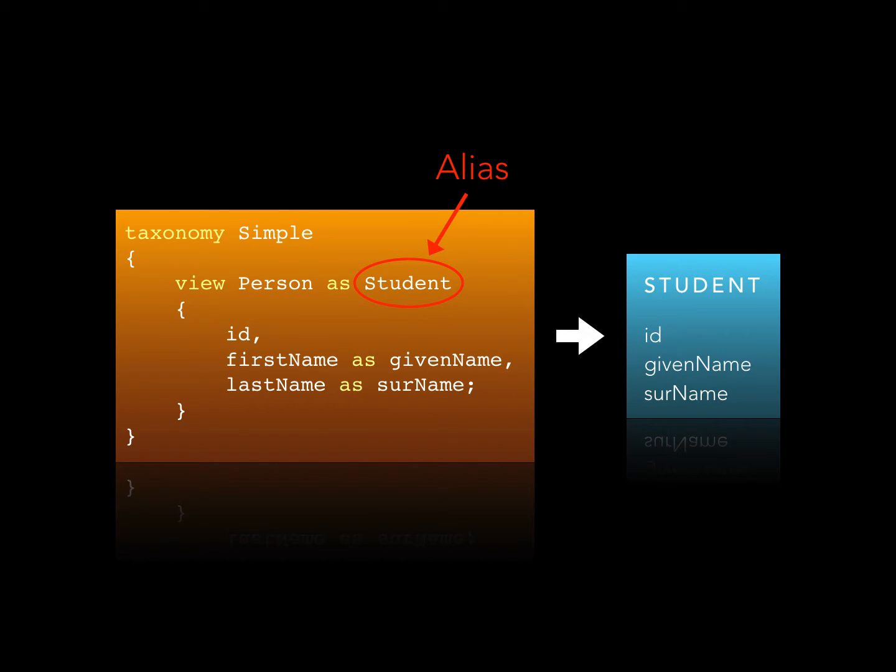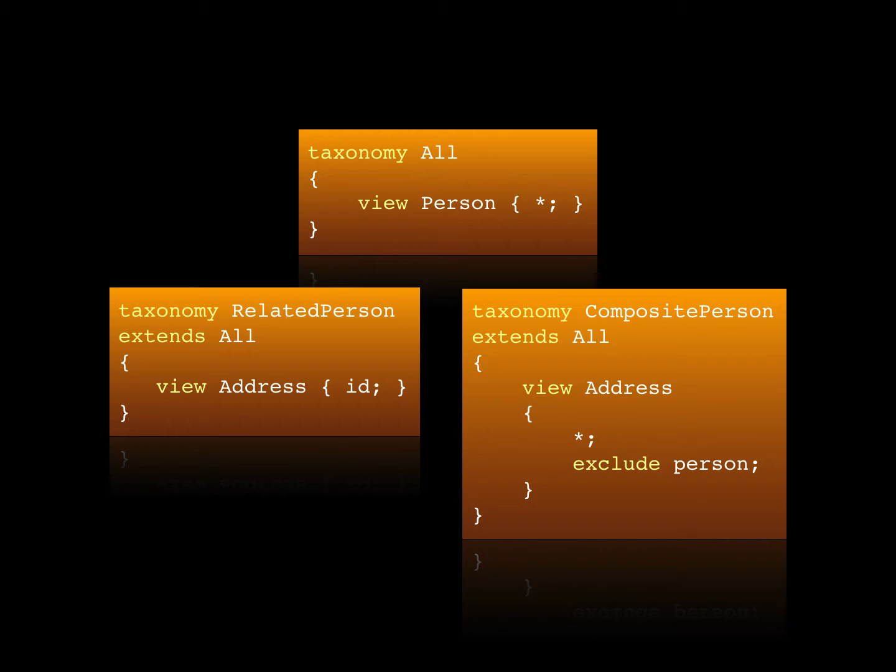In this example, student, given name, and surname are aliases. Aliases allow you to adapt the terminology of a data model to a particular scenario or use case. Taxonomies may use inheritance to factor shared structure into a common supertaxonomy. For example, here, related person and composite person both share the view person defined in all.